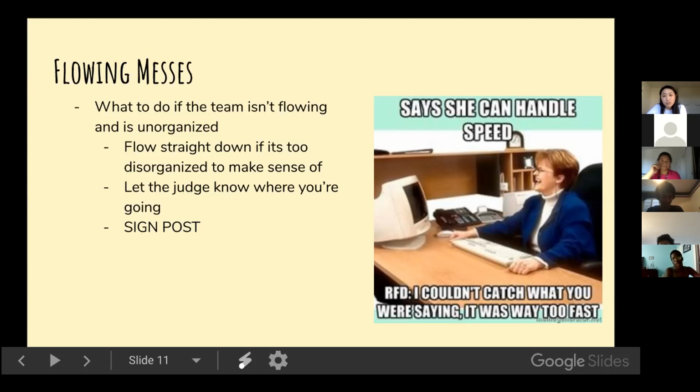Yes, flowing messes. What to do when the other team doesn't flow. Debates can become really unorganized if you don't know what's happening in the round, and this is especially true if the other team isn't flowing.